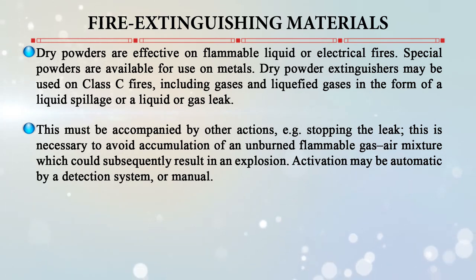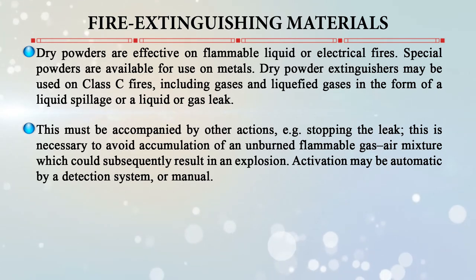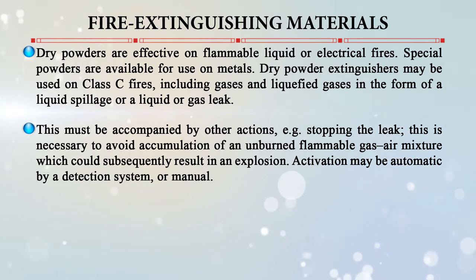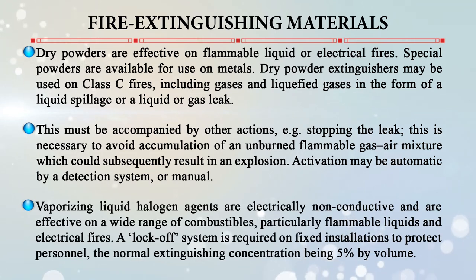Activation may be automatic by a detection system or sometimes manual. Vaporizing liquid halogen agents are also electrically non-conductive in nature, and they are very effective on a wider range of combustibles, particularly flammable liquids and also electrical wires. A lock-off system is also highly required on fixed installations to protect the personnel. The normal extinguishing concentration used is 5% by volume.